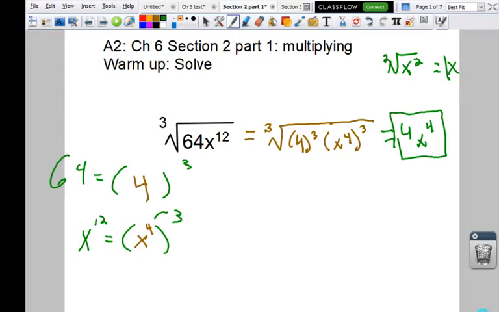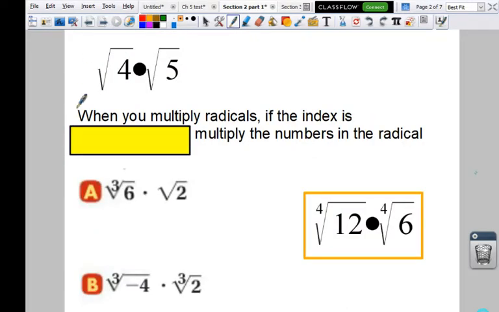So we are going to start off by multiplying radicals together.